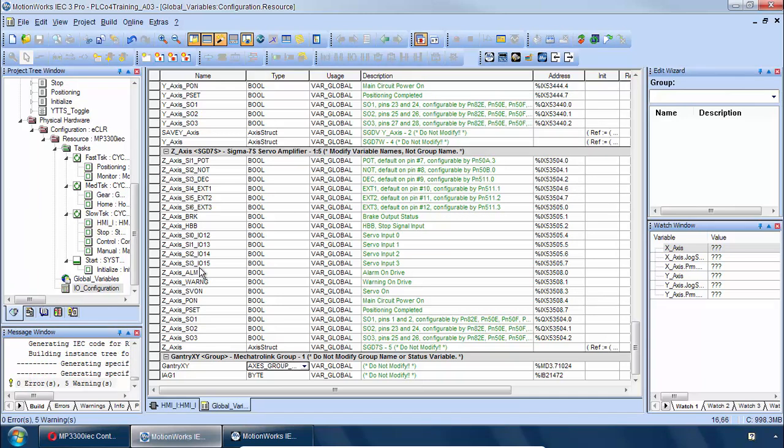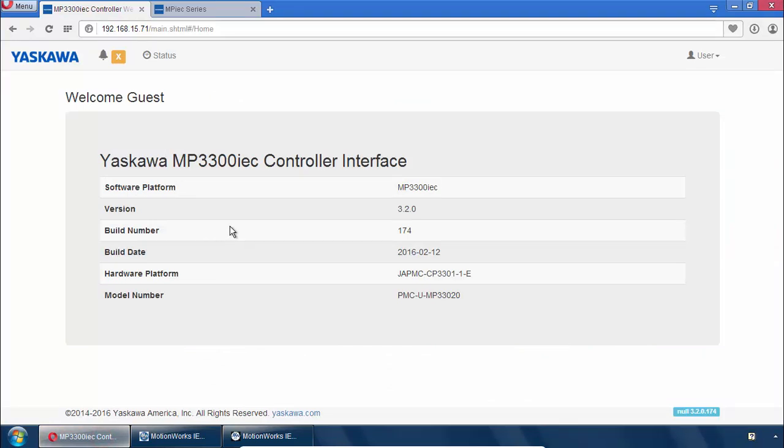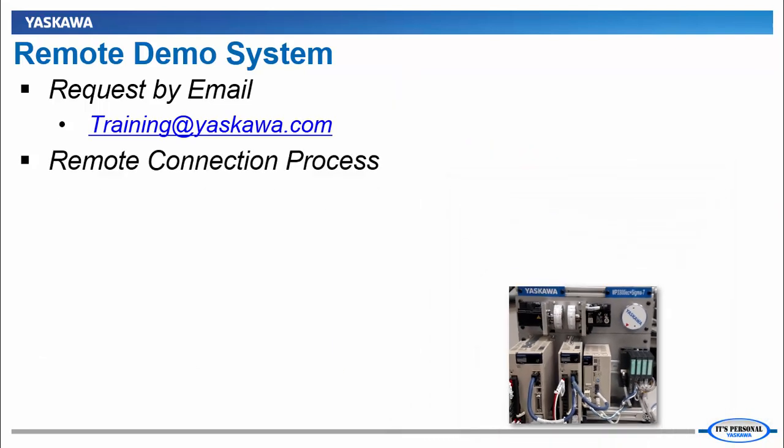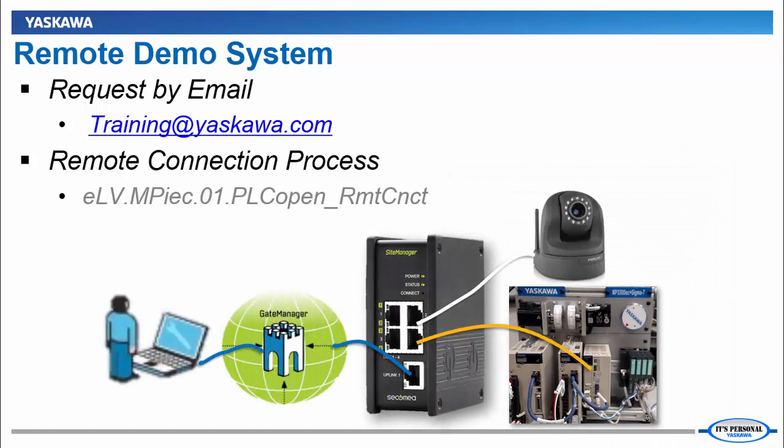Now we just need to have a controller to connect to. And I'm connected to the MP3300 IEC demo, and you need version 3.2 firmware or higher. If you would like remote access to an MP3300 IEC and Sigma 7 demo, please request by email to training@yaskawa.com. You can see how this works in the remote connection e-learning video.